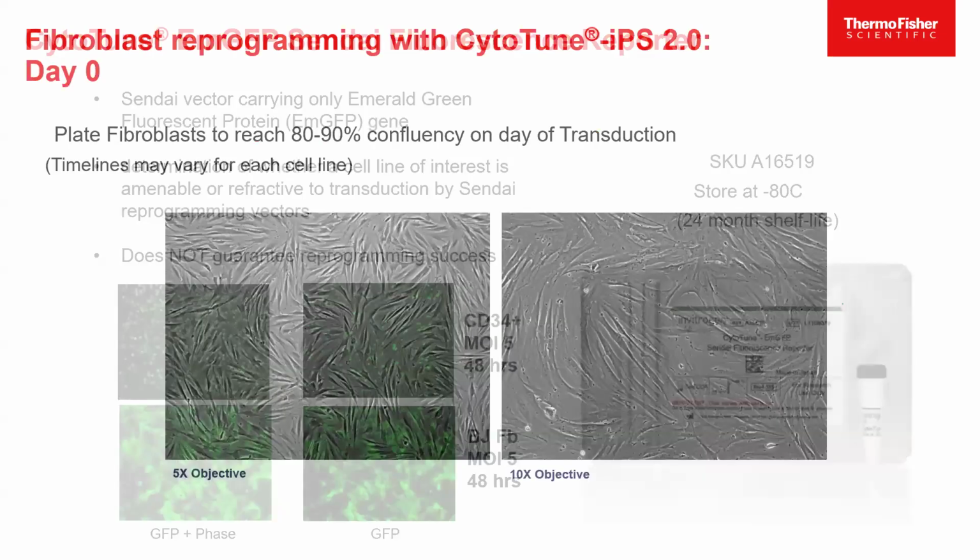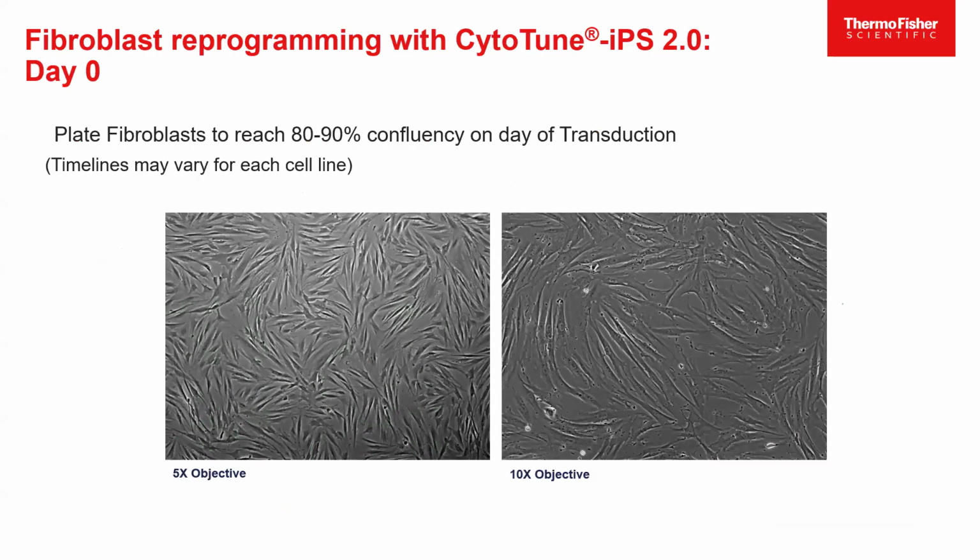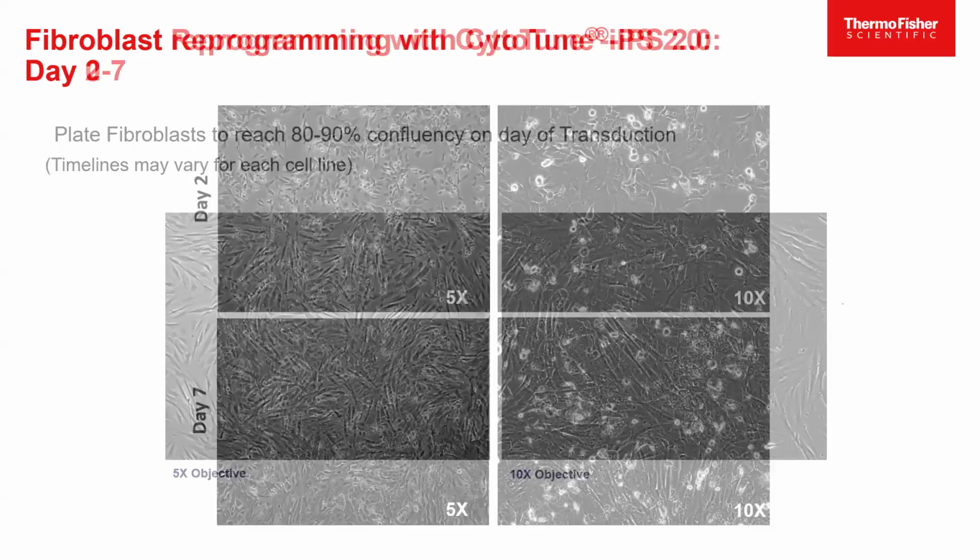Right? But this is what it looks like. These are representative images of fibroblasts before the reprogramming, on day zero, right? So you'll see in this case around 80 to 90% confluent. Some folks recommend a range of confluency from 30% to 90%. Again, depending on the kinetics of your particular cell line, that might need to be optimized, but it's a good starting point. If your cells look like this, they should be good to go, and you should be able to start initiating your reprogramming, right?